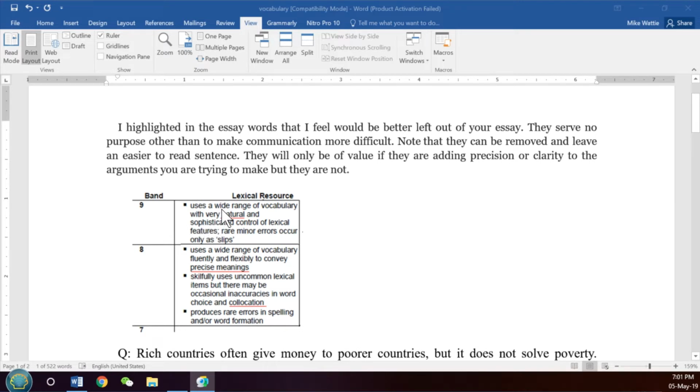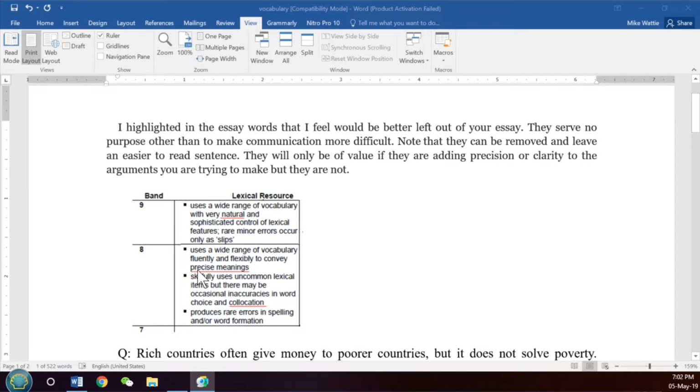Band 9 uses a wide range of vocabulary with very natural and sophisticated control. So native writers use high-level language essentially, like I'm saying, to add precision or clarity. Somebody who's not a native writer is more likely to be doing this. So there's an unnaturalness to it. And you'll see this in the essay, that it's a little bit unnatural and lacking in sophistication. Okay. And then let's have a look at band 8.